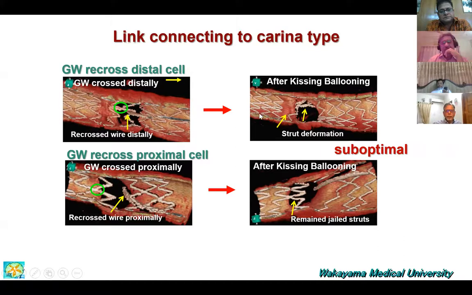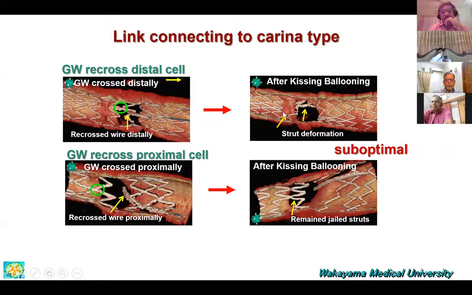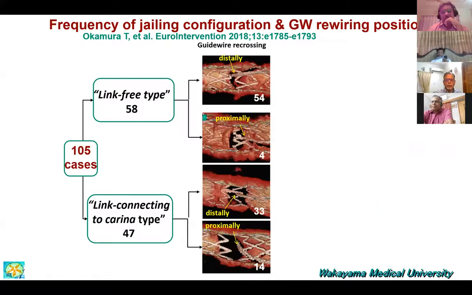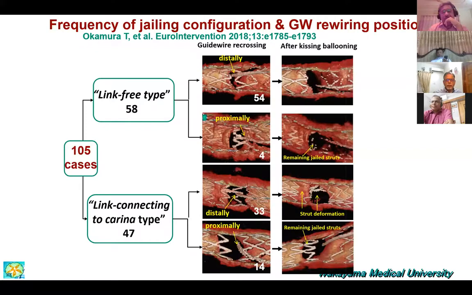If you do the kissing, this array of cell condition and the main branch condition makes stenosis at the main branch. This is the worst condition. And we did a 100 case registration. There are 58 link-free type and 47 link-connecting type.